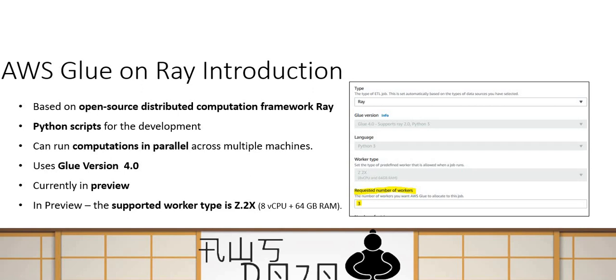So, in summary, AWS Glue on Ray is a new kernel, a new execution engine added to Glue. It can be used to create any Python script-based job using any of the Python libraries. It works with Glue version 4.0 or above only. And the most important thing is that it supports parallel computing. That means you can select more than one worker for your Python script-based Glue job to do distributed processing of the data.